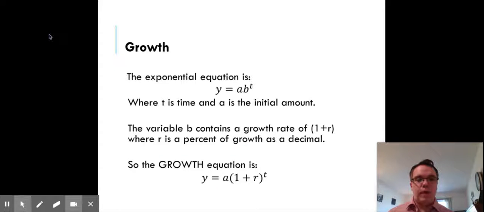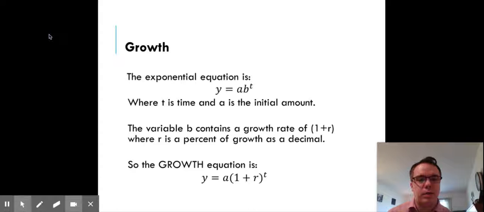So just like lines have generic equations like y equals mx plus b in slope-intercept form, exponential equations also have a generic form, which is y equals ab to the x, or since we're going to be talking about time here, it's going to be y equals ab to the t. And what's going to differ between growth and decay is whether we add our growth rate or subtract it.